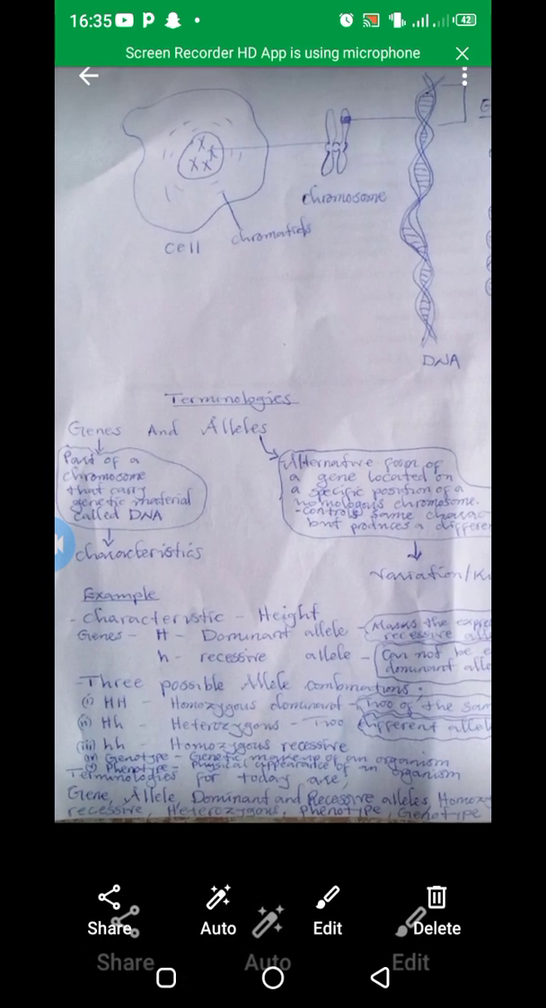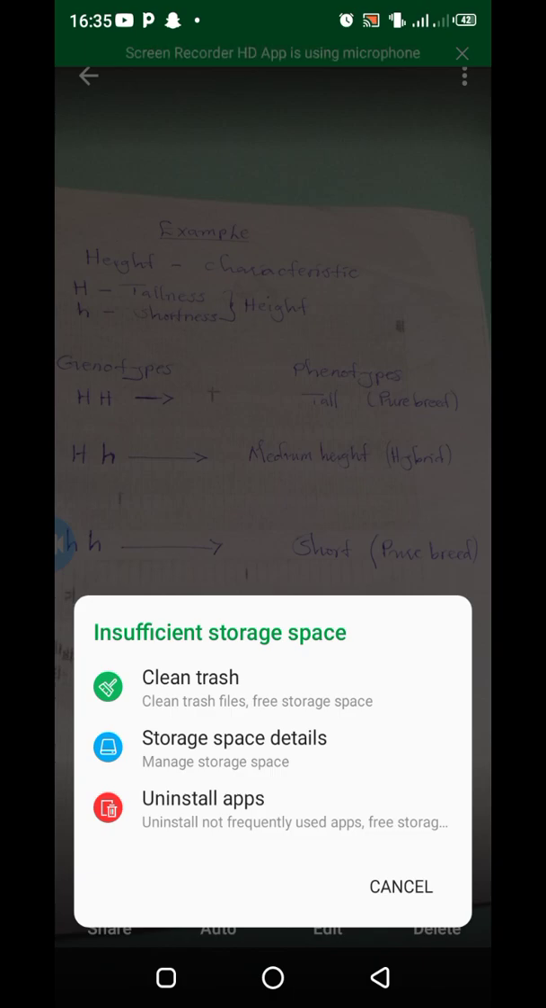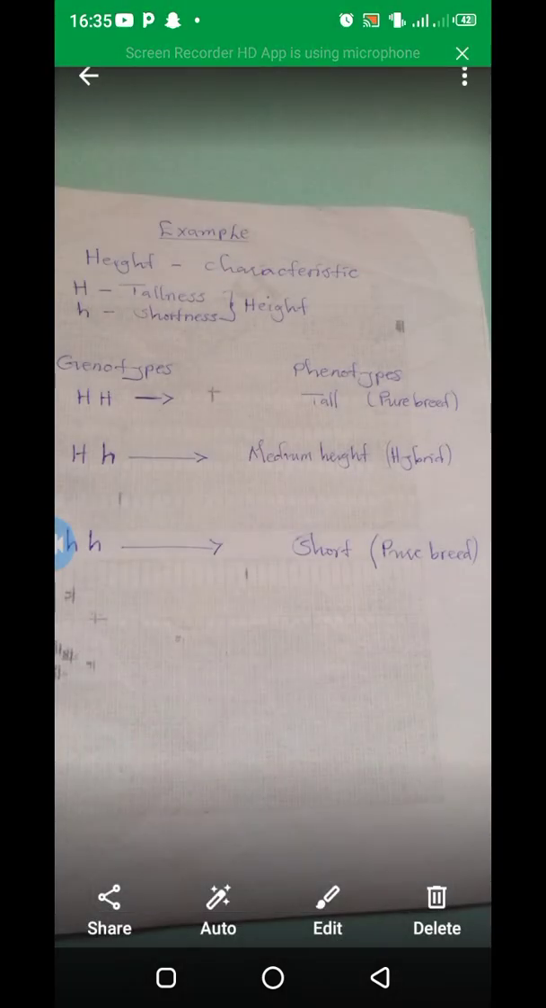Okay, so let's go now to our example. This is an example because we want to understand what a gene is and what an allele is. Here we have a characteristic which is height. This height can be expressed by two different alleles. We have a dominant allele, capital letter H, controlling the effect of tallness. Then we have small letter h controlling the effect of shortness. But both these alleles are controlling the same characteristic, which is height.